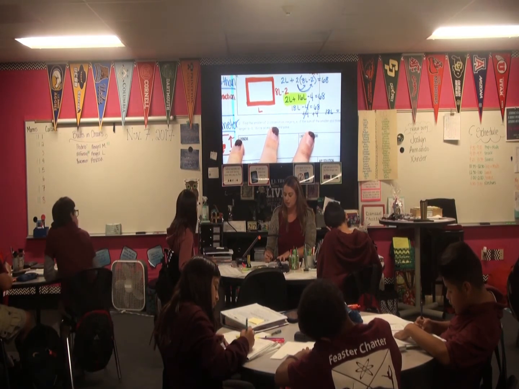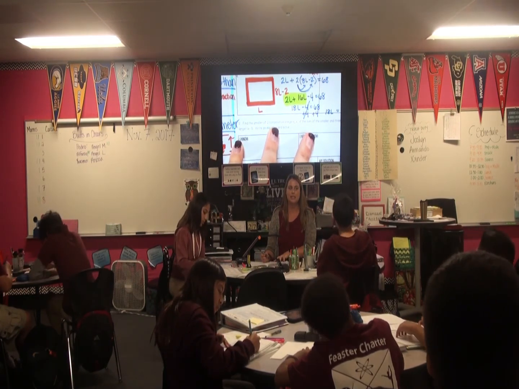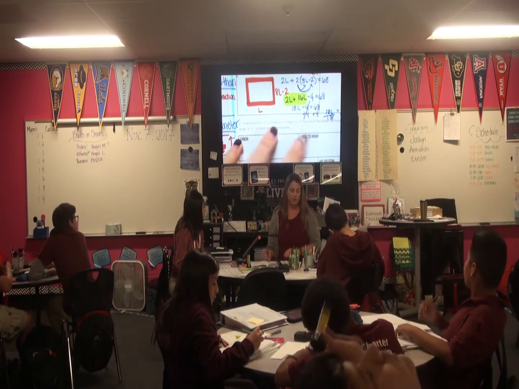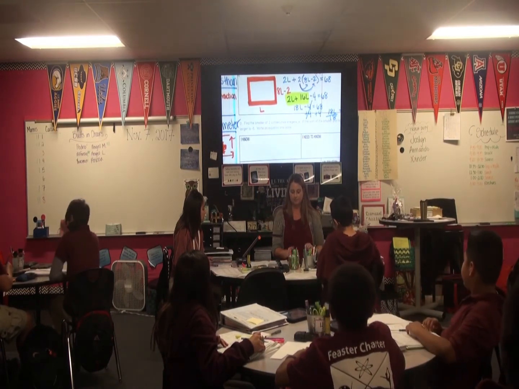72. 72. What comes next? Division. Division by the 18. And this is where you can pull out your calculator. I'm fine with that. What's 72 divided by 18?